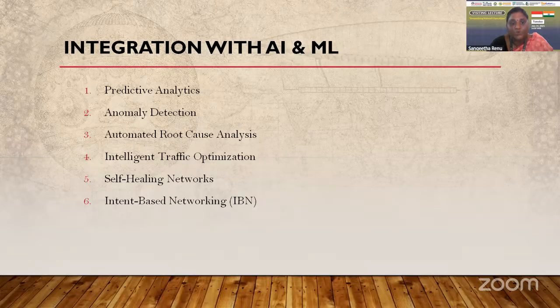Next, root cause analysis. If a network issue occurs, it performs a root cause analysis. AI scans across telemetry sources to automatically identify the source. This saves hours of manual investigation. It reduces MTTR dramatically and improves response precision.